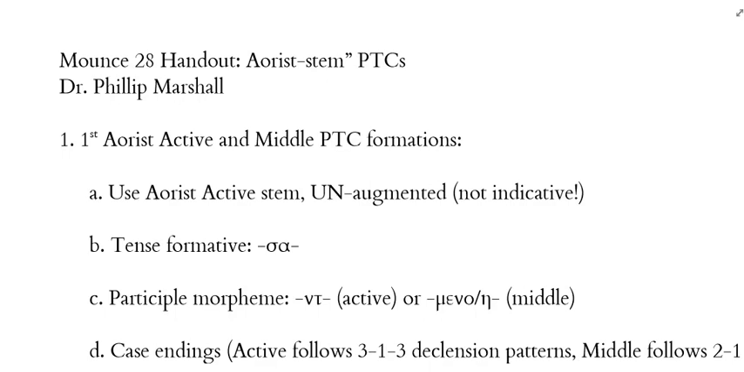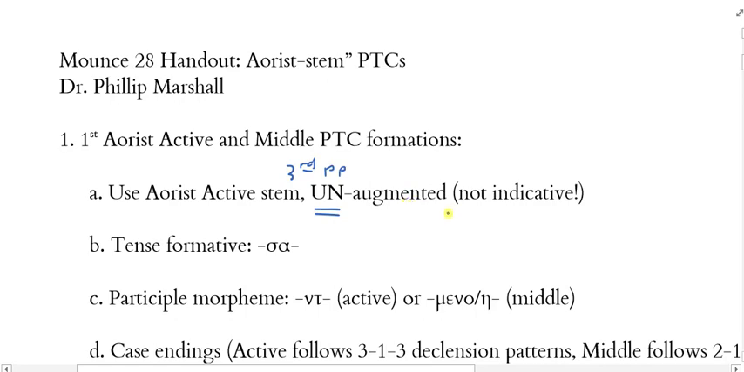Okay, so we have the matter of forming the aorist here on the handout. And remember, the aorist active and the aorist middle go hand in hand because they're both going to use the same stem, same principal part in your chart. Which principal part is the aorist active stem? It's going to be the third principal part. But here is the important thing. It's going to be unaugmented. You will not see an augment on the aorist stem here.